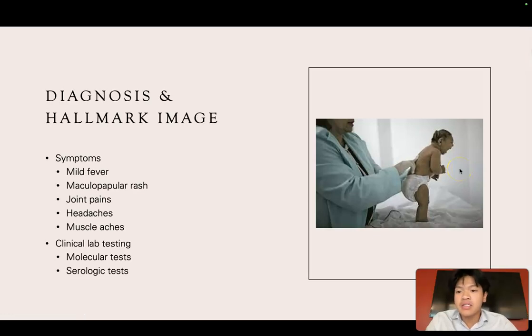And then just like the symptoms that I listed before, like mild fevers, rashes, joint pains, headaches, and then some clinical testing that actually helps diagnose the virus is molecular tests and serological tests.